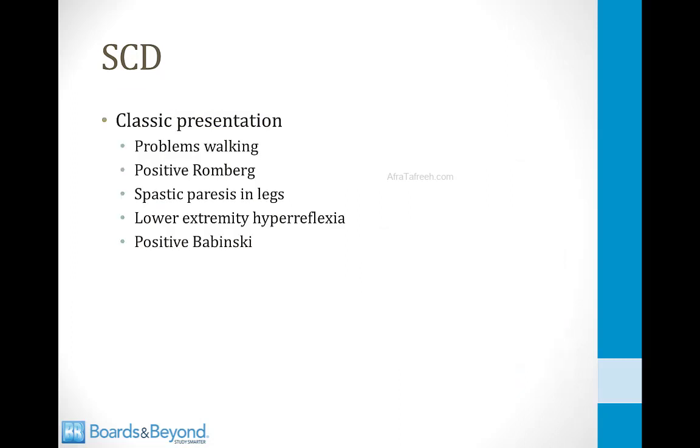The classic presentation is going to be a patient who has problems walking from the ataxia due to loss of proprioception. There'll be a positive Romberg. There'll be spastic paresis in the legs. The lower extremities will be hyperreflexic, and then you also have a positive Babinski, and all of these are signs of upper motor neuron damage. I often think of this as tabes dorsalis plus upper motor neuron damage because that's what it looks like.